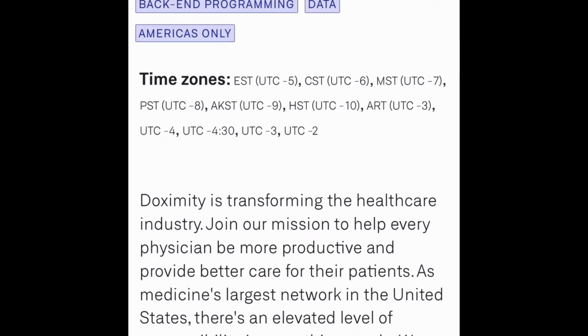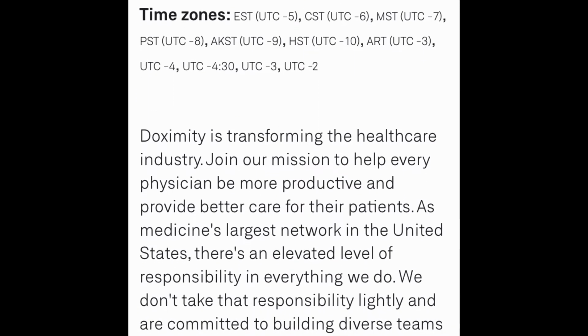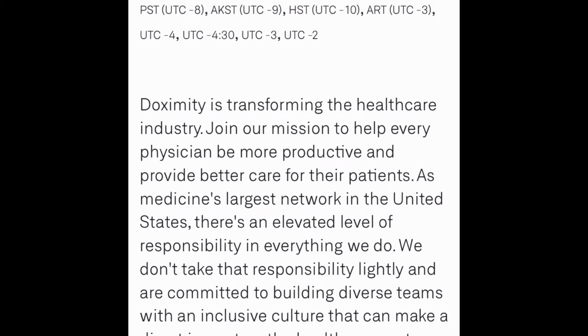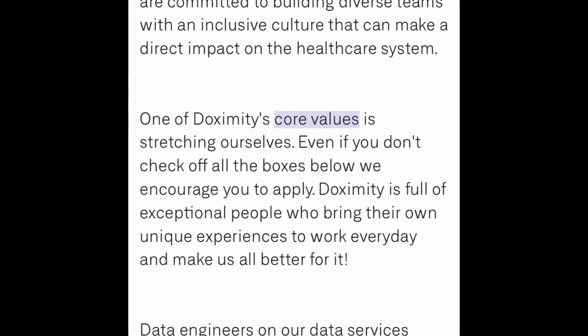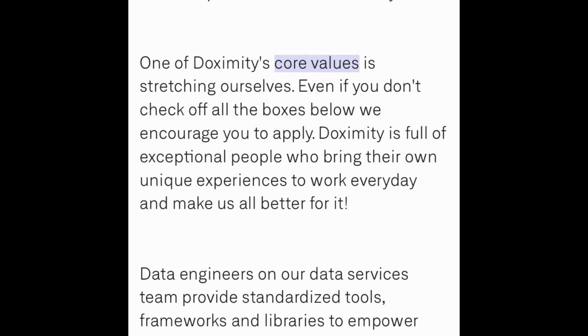So Doximity is transforming the healthcare industry. Join our mission to help every physician be more productive and provide better care for their patients. At Medicine's largest network in the United States, there is an elevated level of responsibility in everything we do. We don't take that responsibility lightly and are committed to building diverse teams with an inclusive culture that can make a direct impact on the healthcare system. One of Doximity's core values is stretching ourselves, so even if you don't check off all the boxes below, we encourage you to apply.